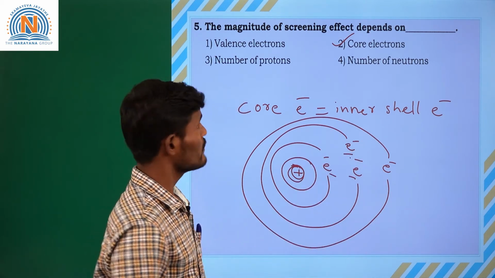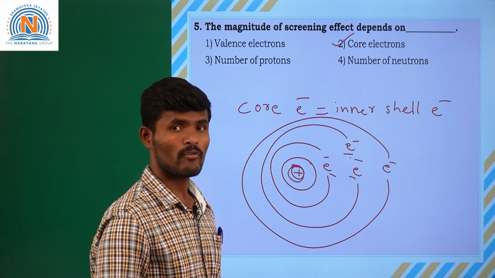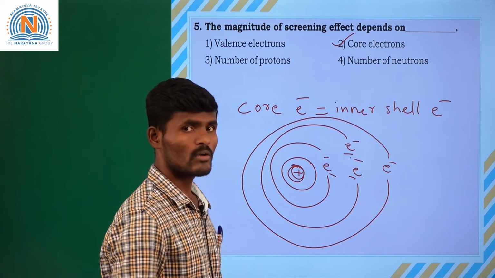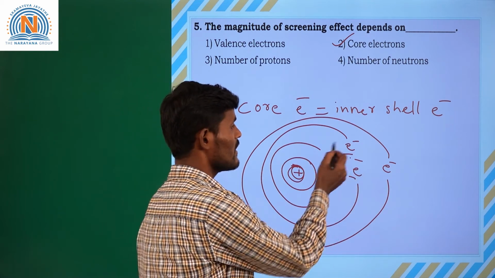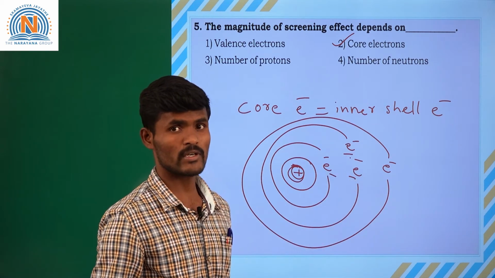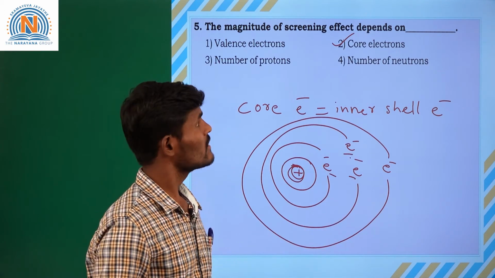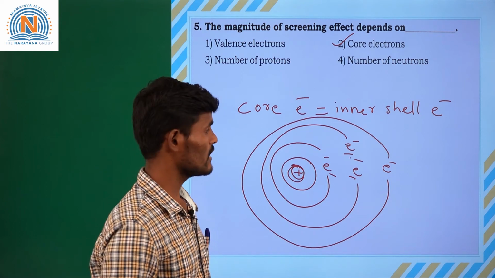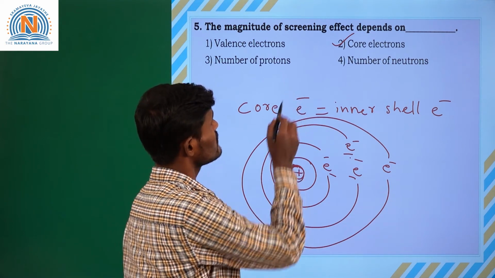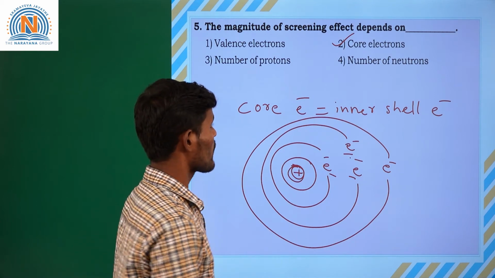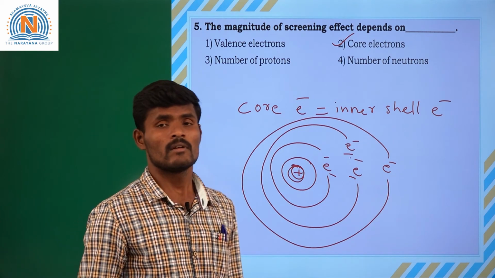We can say that the magnitude of screening effect depends on core electrons. If inner shell electrons are more, the screening effect is also more. If inner shell electrons are less, the screening effect is also less. So clearly, screening effect depends on core electrons. Next, hope everyone understood.